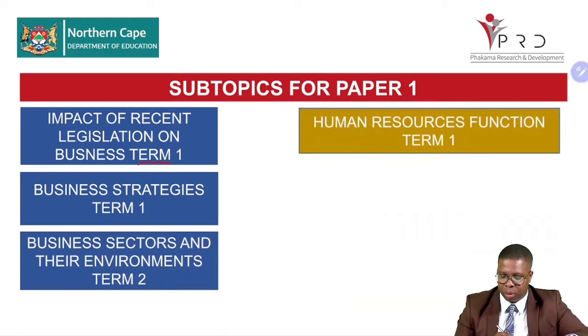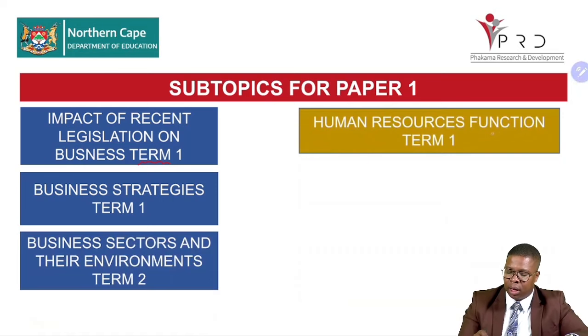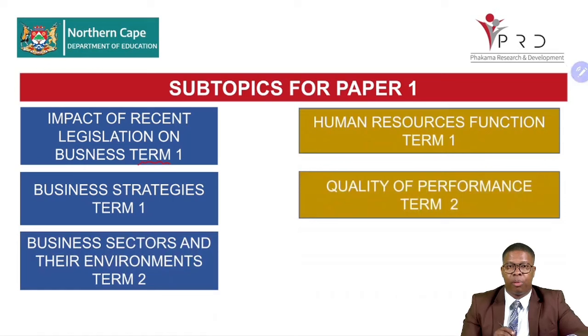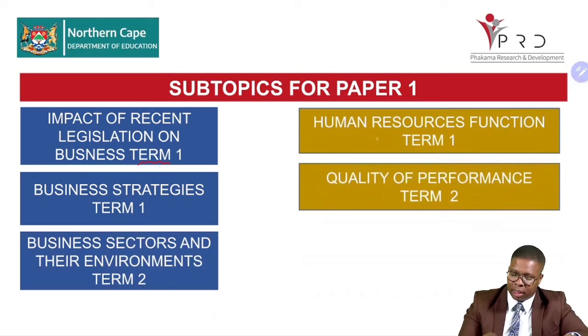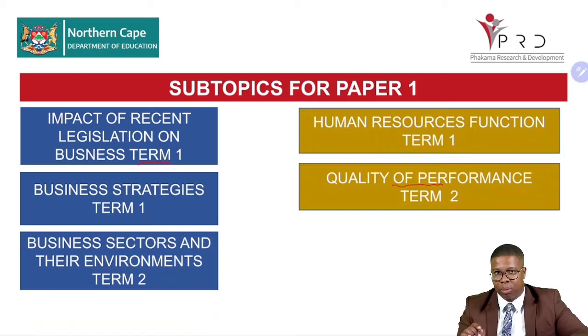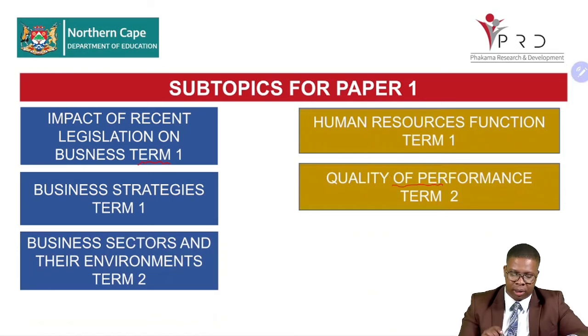Then when you look into business operations, you have the human resources function, which is taught in term 1, and you also have quality of performance, which is taught in term 2. So those are your subtopics for paper 1, and you should know that human resource function and quality of performance will be assessed under business operations, I mean to say.